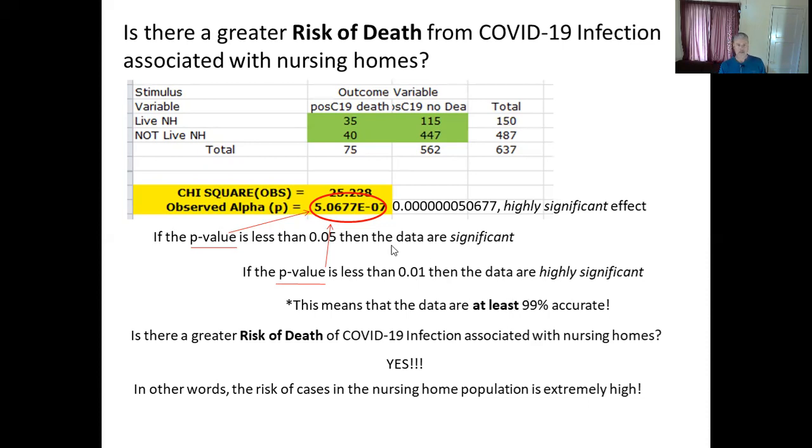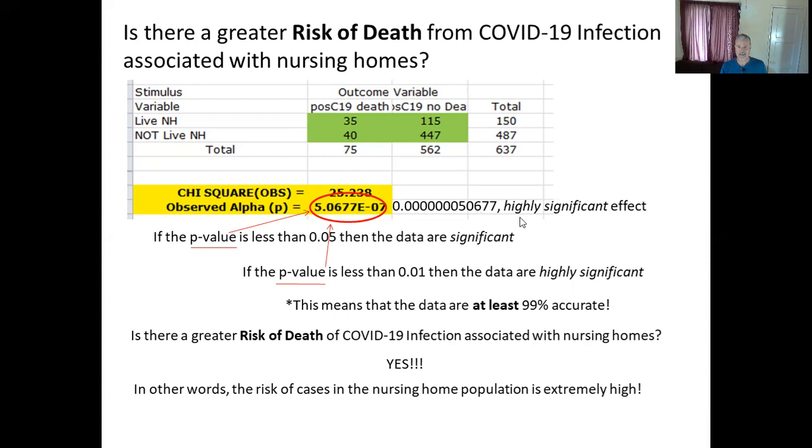Okay, let's look at the observed alpha, or the p-value that was computed in the chi-square. Note here it's exponential notation. So that just means you have many zeros after the decimal. So this number is actually 0.00000050677. So that's way less than 0.01.